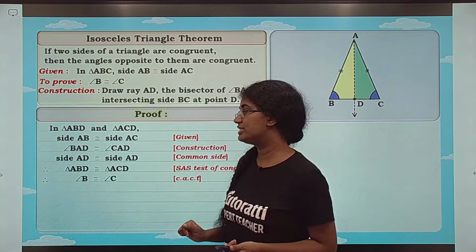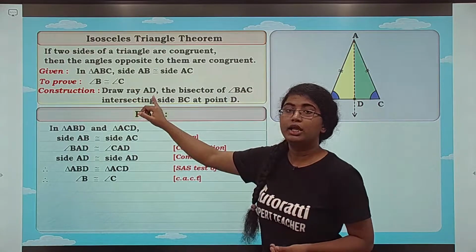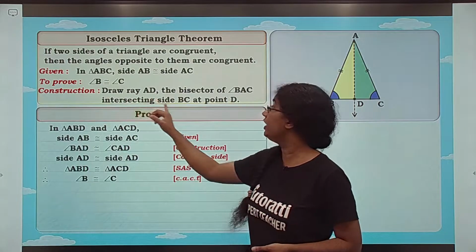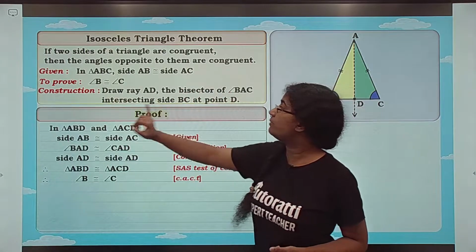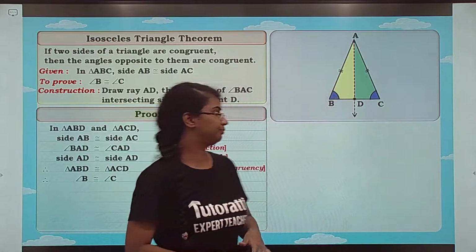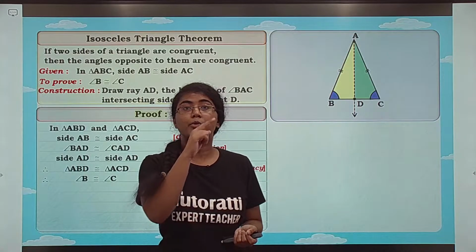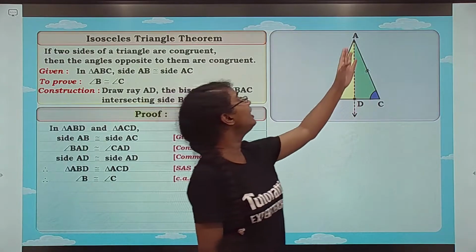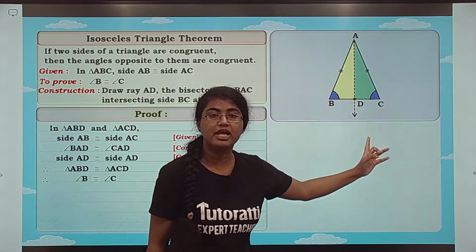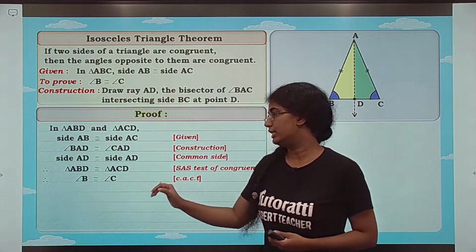So the construction is that we are going to draw a ray AD. Okay, we are going to draw a ray AD, the bisector of angle A intersecting side BC at point D. So basically, I'm going to try and bisect the angle A, and that ray is going to reach side BC and it is going to intersect at point D. That is my construction. Let's start.